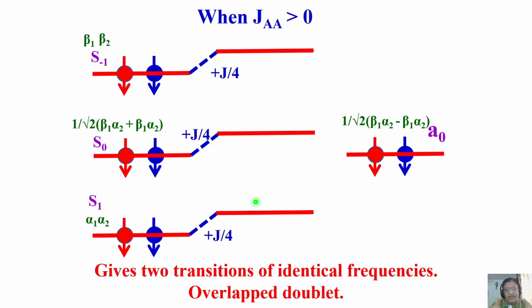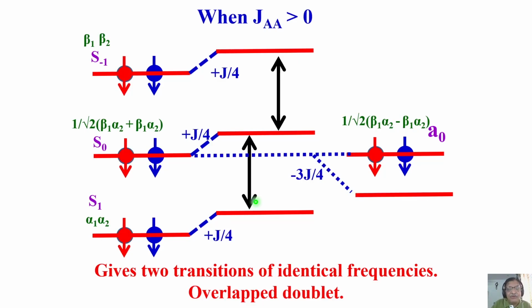So there is no difference in the frequency. Again, both the transitions have identical frequencies and they overlap. Yet again, symmetric to antisymmetric transitions are not allowed in this case also. So what does it mean? Here also, you are going to get only a single peak. 2 peaks are there which overlap and you get a single peak.